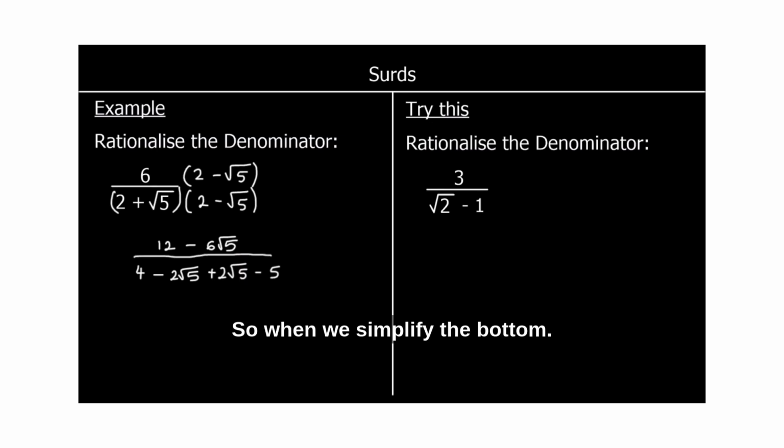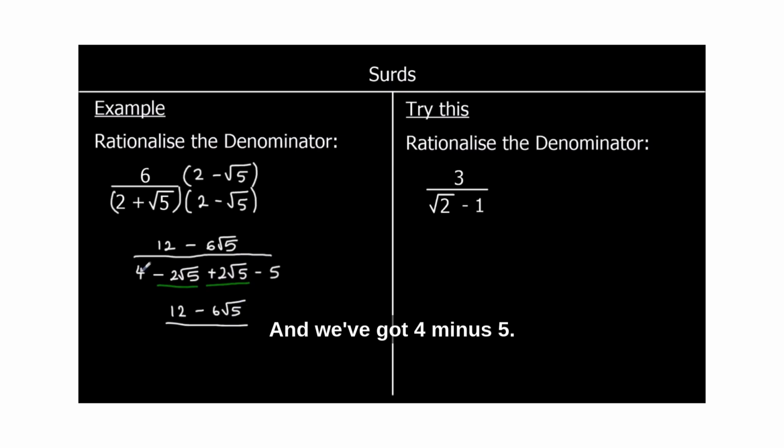So when we simplify the bottom, when we collect the like terms, we've got minus 2 root 5 plus 2 root 5, which is nothing. They cancel out. So we've got 12 minus 6 root 5 on the top, and we've got 4 minus 5 on the bottom, which is minus 1. So we have rationalized the denominator.